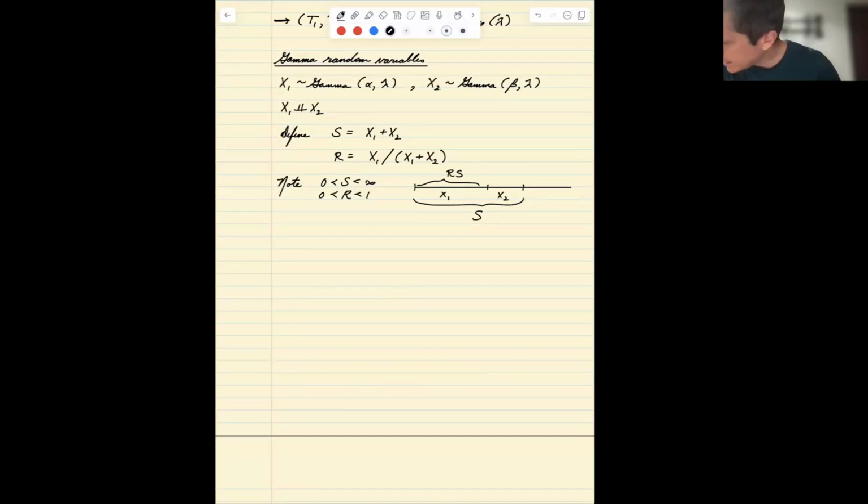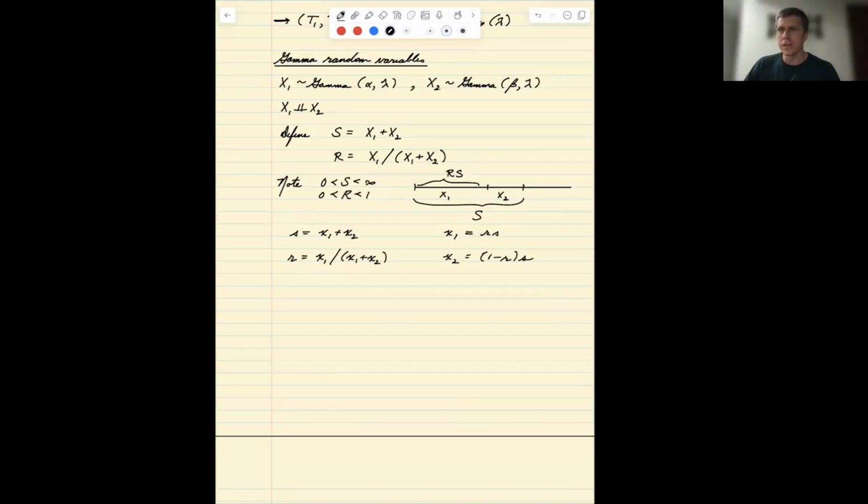So we need to invert this transformation. S is x1 plus x2, R is x1 over x1 plus x2. We've already shown x1 is equal to R times S. X2 we can show is equal to 1 minus R times S, because 1 minus R is x2 over x1 plus x2.